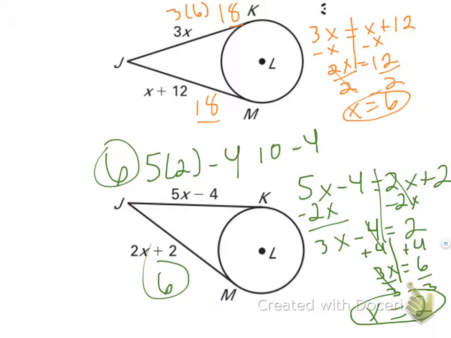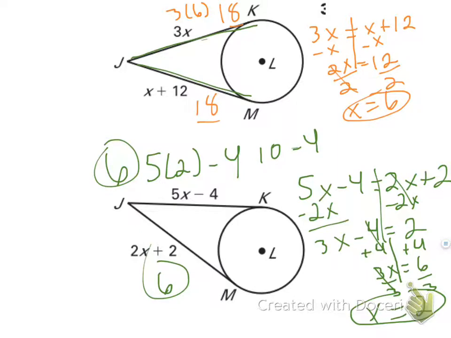Next, I know that these two segments are congruent. So I'm going to say 3x is equal to x plus 12. I subtract the x from both sides. I get 2x equals 12. Divide by 2. X equals 6. Because I know x is 6, I'll plug it into either one of them. Doesn't matter. 6 times 3 is 18.